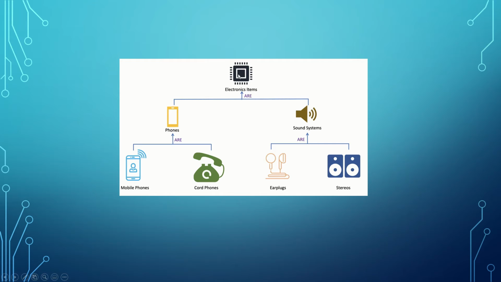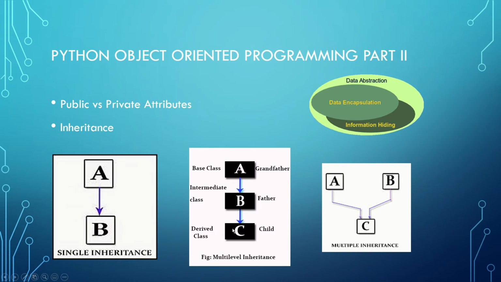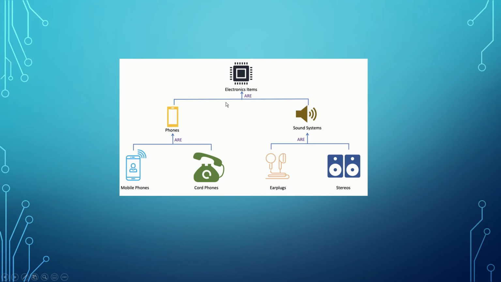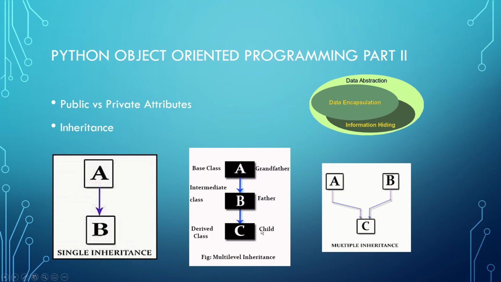So that's what we'll be working on today. A mobile phone will inherit all the attributes and methods of electronic items, and also the attributes and methods of phones. You can have multiple layers, like here where it's inheriting all the way to electronics. You can have a child class inheriting from a parent class, which is also inheriting from another parent class. Parent classes are also called superclasses, so if you hear that, that's just a parent class. You can also have a child class inheriting from multiple superclasses.